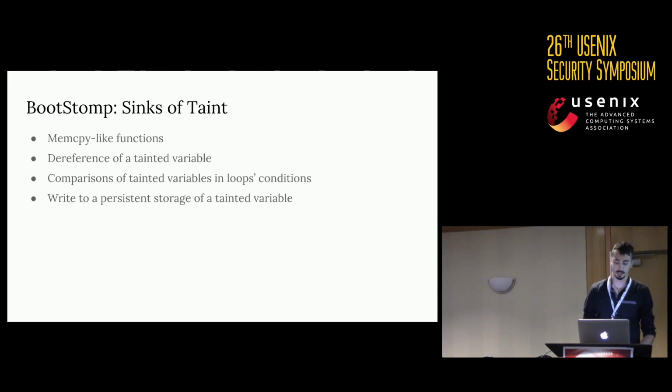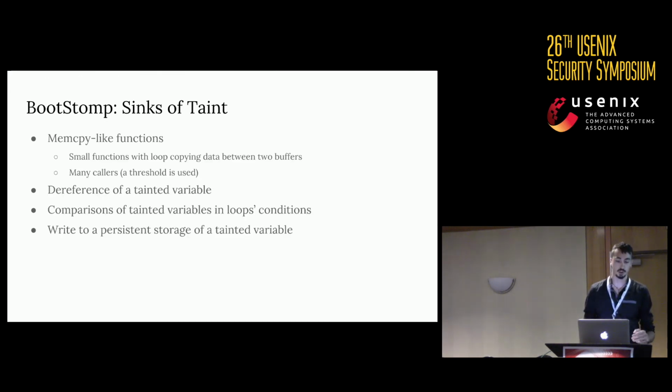How do we find them automatically? Well, BootStomp looks for small functions, in terms of number of basic blocks, that contain a loop copying data from one buffer to another. Also, by looking at bootloaders, we saw that this type of function is called many times throughout the code of the bootloaders. Therefore, as a further heuristic, BootStomp counts how many callers this function has, and we use a threshold in order to say, OK, this is a memcopy-like function.